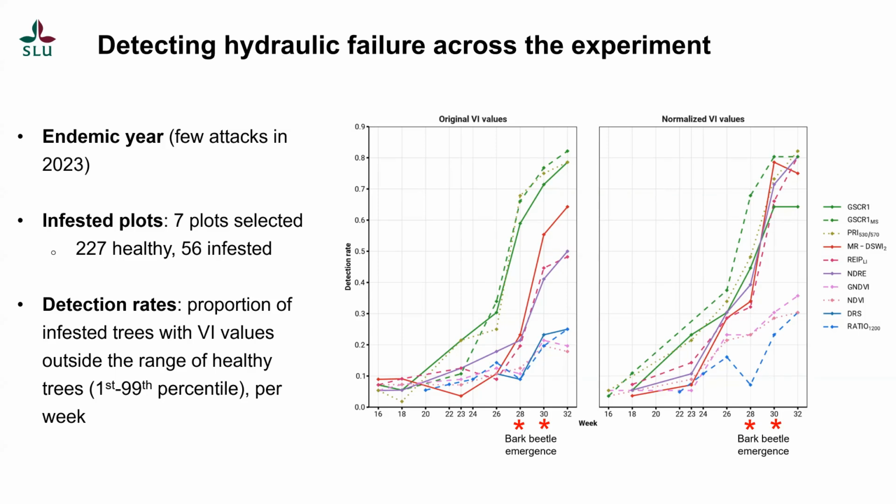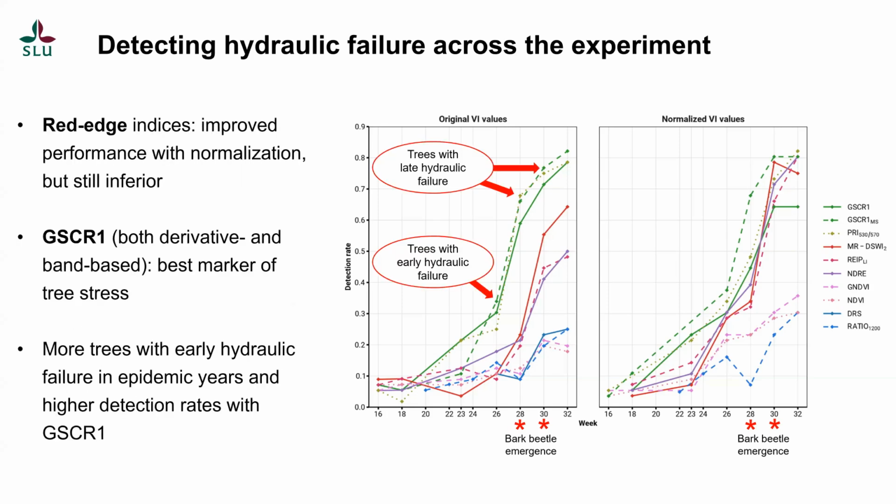And again, I'm calculating the detection rates as the proportion of infected trees that have VI values outside the range of the healthy trees. And these are the original VI values as calculated from the formula, and it's considering the change from the start of the season. And then what we see is that we have some red edge indices here, like this, from the multi-ration index to the NVDI. So they are improving when you consider the changes from the beginning of the season, because also their signal is affected by a lot of other things beyond damage and stress, but also by chlorophyll content and LAI, which is changing during the season.